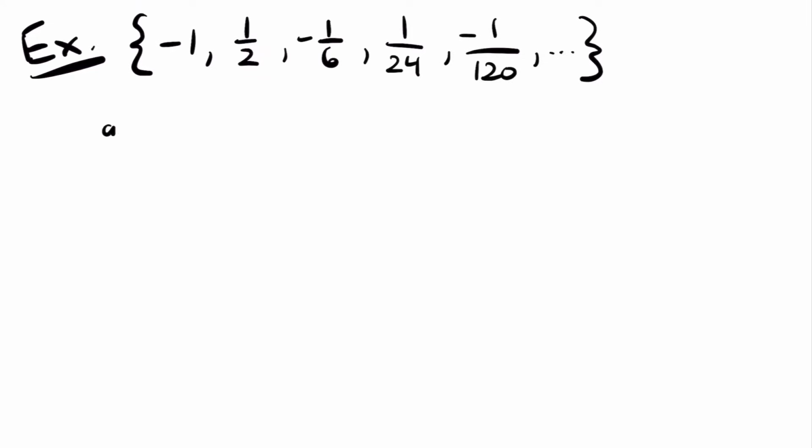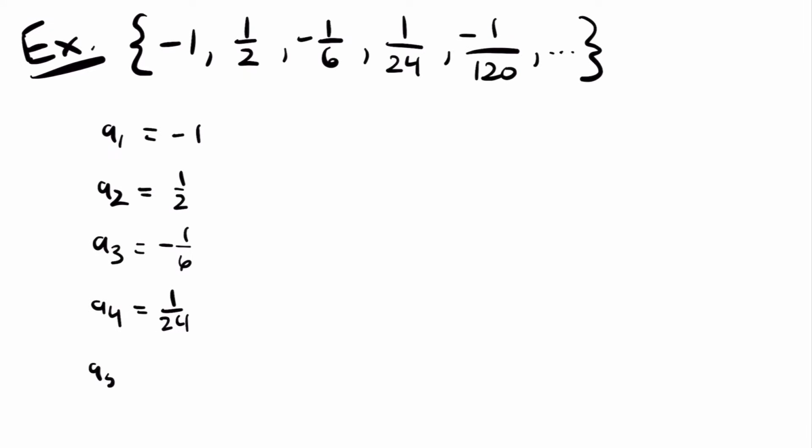So we know that a sub 1 is equal to negative 1, a sub 2 is equal to 1/2, a sub 3 is equal to negative 1/6, a sub 4 is equal to 1/24, and a sub 5 is equal to negative 1 divided by 120. All right, now in this case, I see that all of our terms, except for the first one, are rational expressions or fractions, and so we could rewrite negative 1 to be negative 1 divided by 1, and that's going to match the rest of our terms a little bit better.